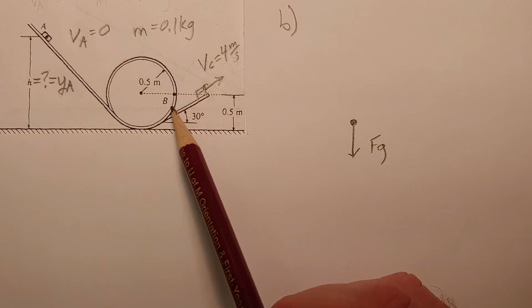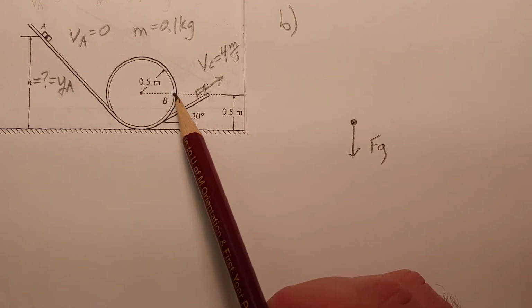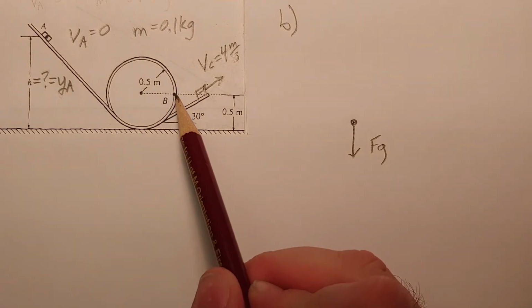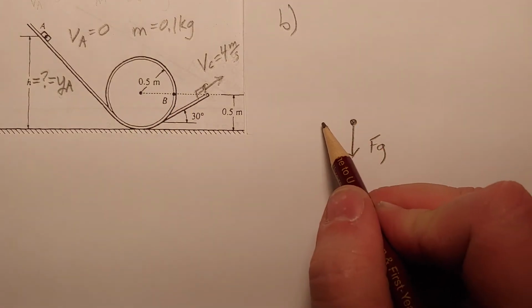And we can see it's on the track, and so there should be a normal force from the track acting on it. And since the normal force is always perpendicular to the surface itself, the normal force is going to have to point to the left.